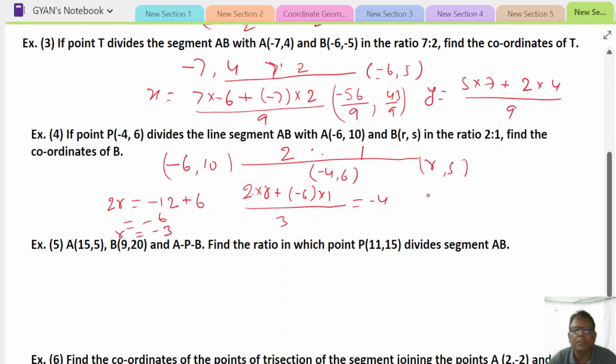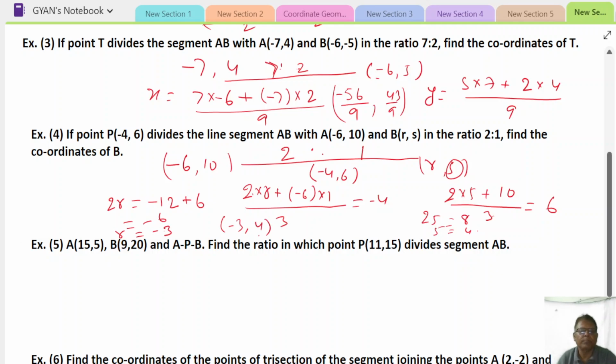And here what you will do is 2 into S plus 1 into 10, divided by 3, is equal to 6. So 2S is equal to 18 minus 10, 8. So S is equal to 4. Then (R, S) will be (-3, 4).